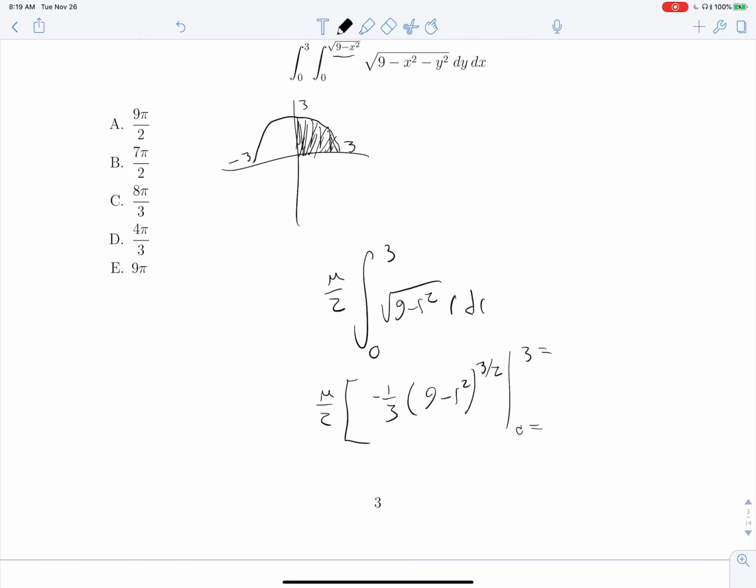And we see that when r is 3, this entire expression is going to be 0, and when r is 0, this is going to evaluate to -27 over 3. So overall, we get 27 pi over 6, which will evaluate down to 9 pi over 2.